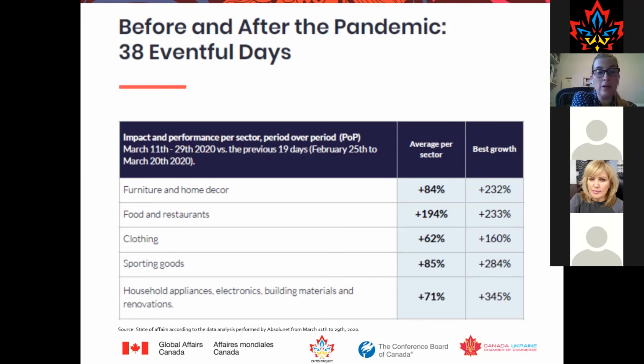Mr. Andrew, sporting goods. Do you see the size of the growth? The growth is 284%. But if you dig a little bit deeper, it's not going to be on the snow. It's not going to be sporting goods. It's going to be exercising at home. People are building gyms at home because nobody can go out, right?